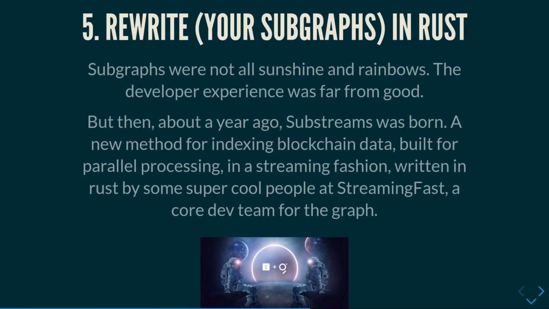So let's talk about rewriting all of your subgraphs in Rust, because that's what you should do. Subgraphs were not all sunshine and rainbows. The developer experience was far from good. But then about a year ago, Substreams was born. It was a new method for indexing blockchain data. It was built for parallel processing in a streaming fashion, written in Rust by some super cool people at StreamingFast, which is a core dev team from The Graph. And you can clearly tell by this picture of two astronauts sitting next to each other with their appropriate logos there, right?